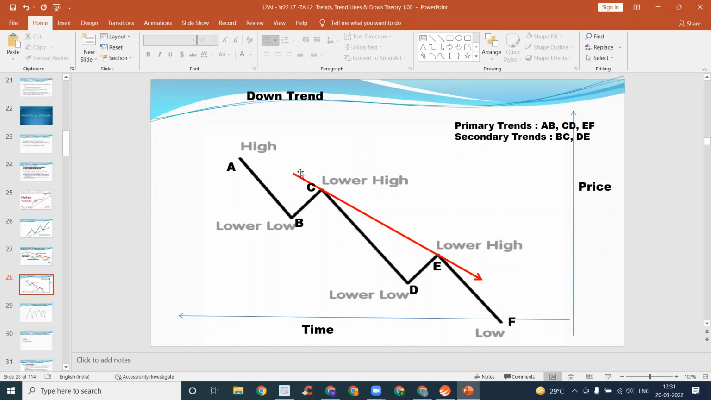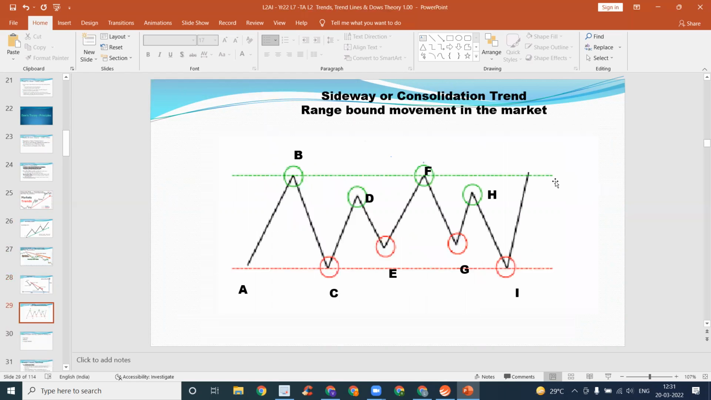Downtrend: this is my primary trend, and B, C, D, E are my secondary trends. Between B and C as well there will be small trends on a daily basis, which become my minor trends. In a consolidation market, there is sideways movement, range-bound movement. Consolidate means a stock is moving between two points. After that, it goes up or down depending upon the conditions and the performance of the stock.